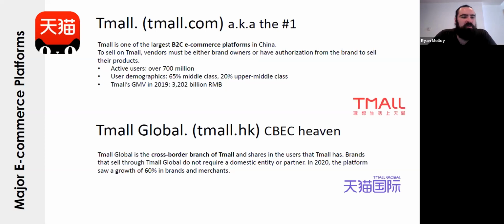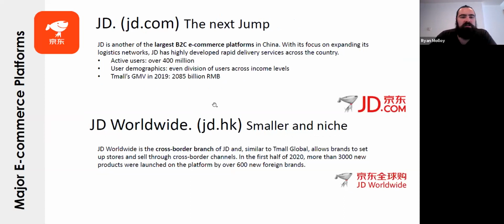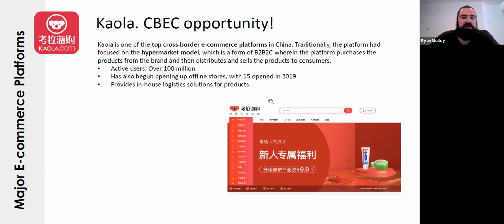So I think I've already run through these, but Tmall generally, also known as the number one, it's really the place to go for most brands from a B2C perspective. Tmall Global is CBEC heaven. That's pretty much the best platform you can go through if you want to sell cross-border. JD is often the next jump in terms of, if we're not going to Tmall, then I'll look at JD instead. JD Worldwide is quite small, it's niche, it's not as big as Tmall Global, but it suits certain products from our data, like childcare accessories, toys. They generally seem to sell quite well on JD Worldwide. And then Localize is obviously another CBEC opportunity that often will link together with Tmall.